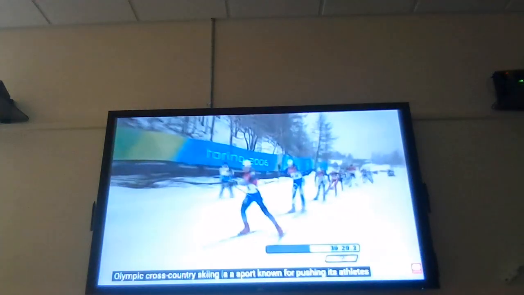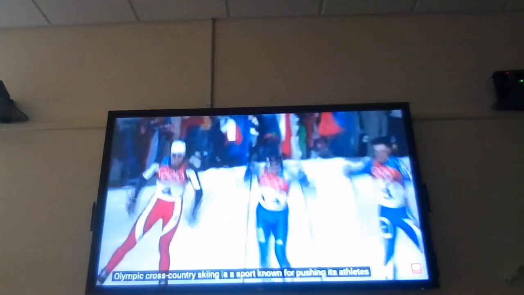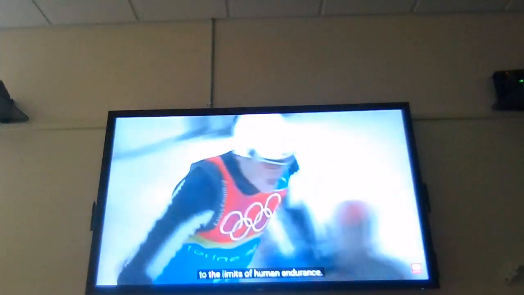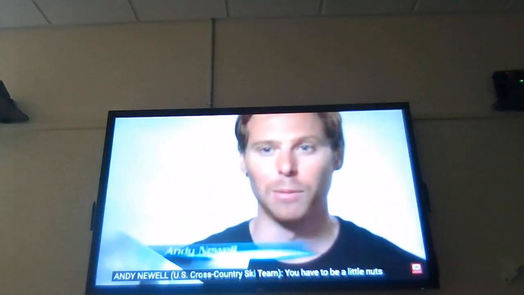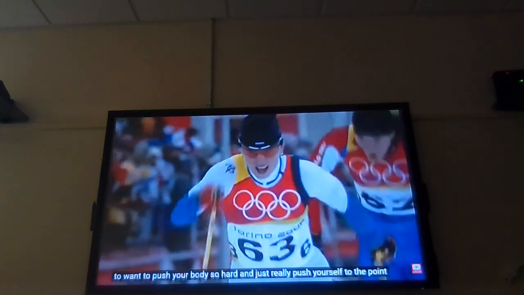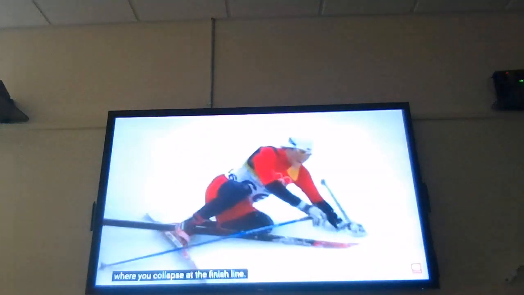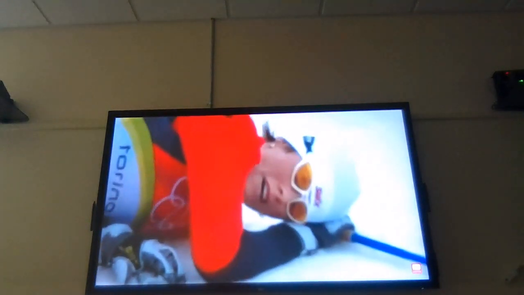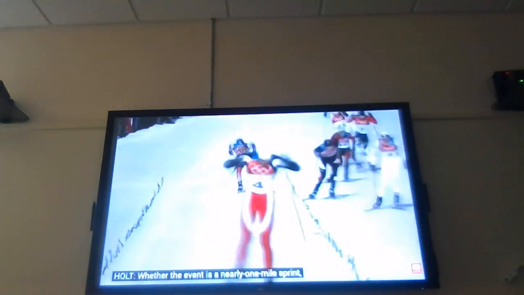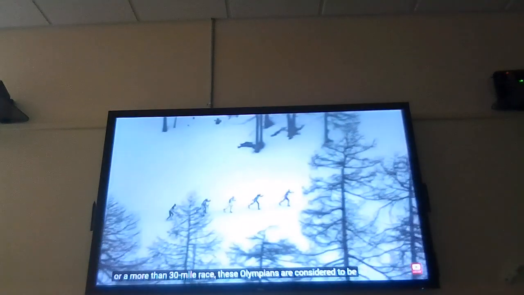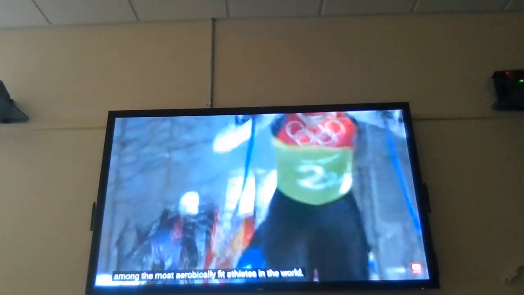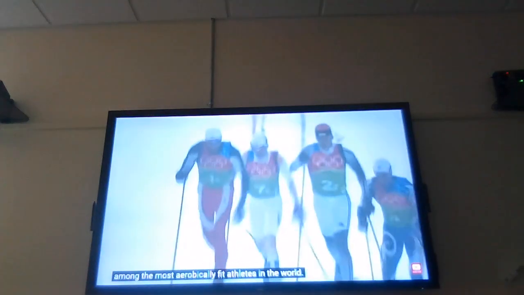Olympic cross-country skiing is a sport known for pushing its athletes to the limits of human endurance. You have to be a little bit nuts to want to push your body so hard. Just really push yourself to the point where you collapse at the finish line. Whether the event is a nearly 1 mile sprint or a more than 30-mile race, these Olympians are considered to be among the most aerobically fit athletes in the world.